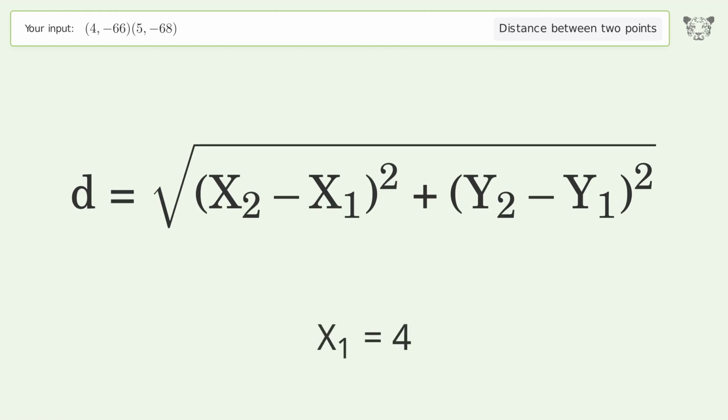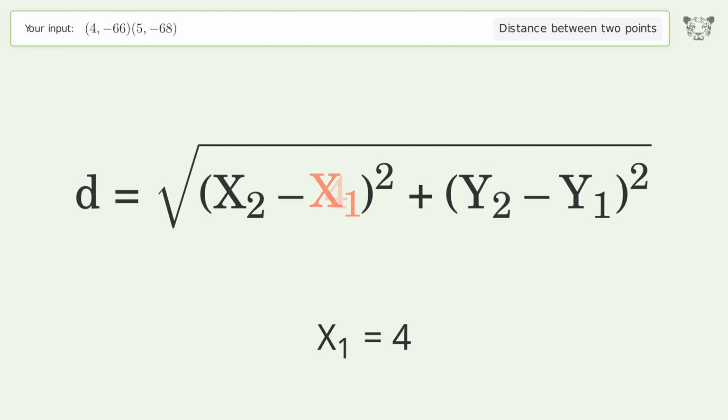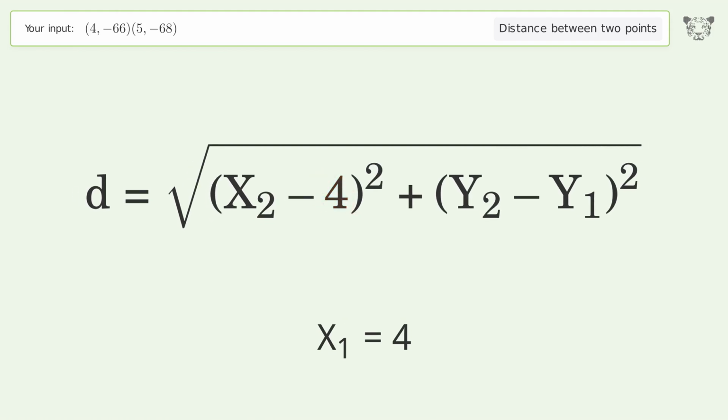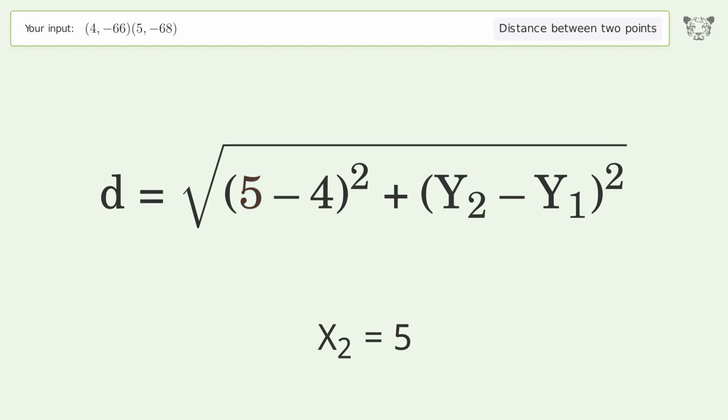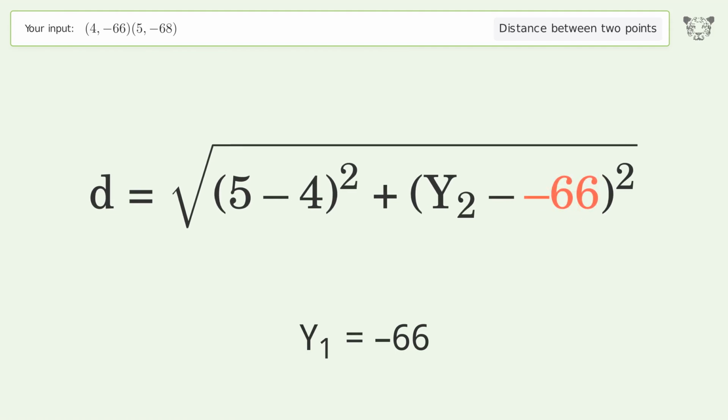x1 equals 4. x2 equals 5. y1 equals negative 66. y2 equals negative 68.